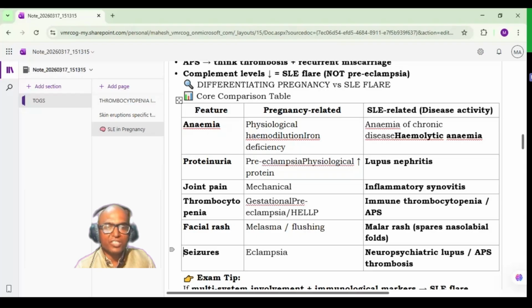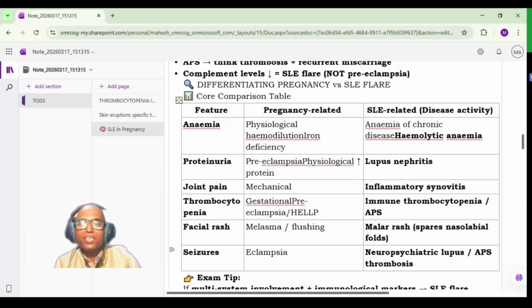Thrombocytopenia: gestational, preeclampsia, and HELLP. These are the causes. While here it is an immune cause. There is an immune thrombocytopenia, okay, or it can be antiphospholipid antibody syndrome. Then facial rash is a melasma or a flushing. Here there is a typical malar rash and it spreads to the nasolabial folds. This is very specific for SLE. There is a malar rash, but it spreads to the nasolabial folds.